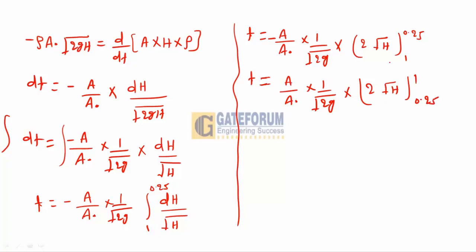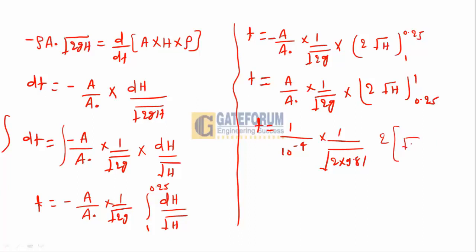It will cancel out if you are going to change the limit by using the property of integration. Yes. So now tell me what will be the p. Just put the data that is given in the question. You can write 1 upon 10 to the power minus 4 multiplied by 1 upon root under 2 multiplied by 9.81 and yes 2. And yes, we can solve this one. Root under what, 1 minus root under 0.25.